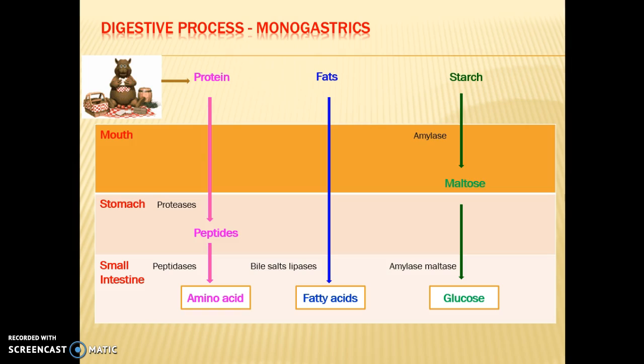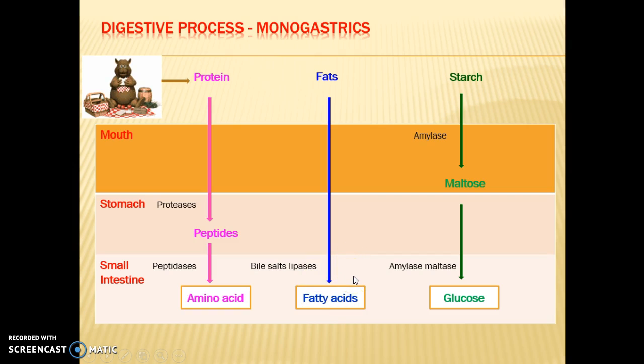Now, how does the digestive process occur in the monogastric? When the animal takes the feed, the feed is ultimately converted into simpler forms, like protein. Protein digestion starts from the mouth. Here you can see, by the action of proteases, peptides are converted into amino acids by peptidase enzymes. Whereas fat digestion starts in the small intestine by the action of bile salts and lipases, and the final product is fatty acid, which is absorbed in the small intestine.